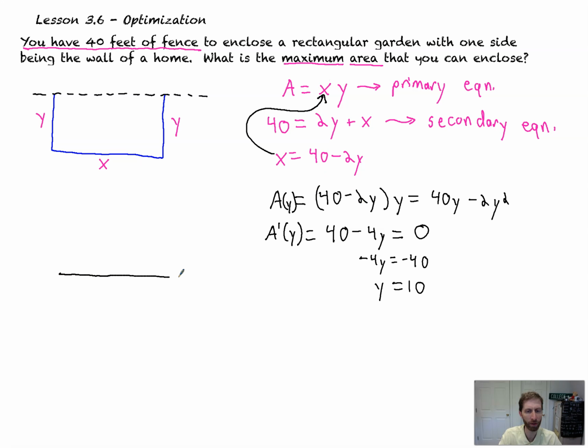Not me though. I want to go a little bit further just to make sure you're covered if your teacher is a little more formal like I was and like I am. So looking at this in terms of a sign chart, you've got a prime and we've got our critical number at 10. You pick a y value less than 10, 1. So if I plug that in, that's going to be 40 minus 4 times 1, which is positive. And then a number greater than 10, well, that's going to be 37. I don't know. 40 minus 4 times 37 is negative.